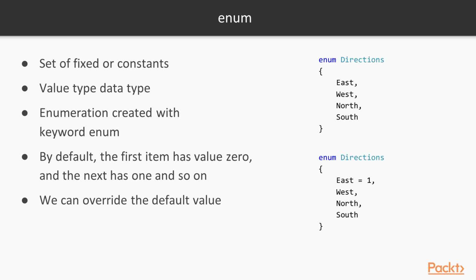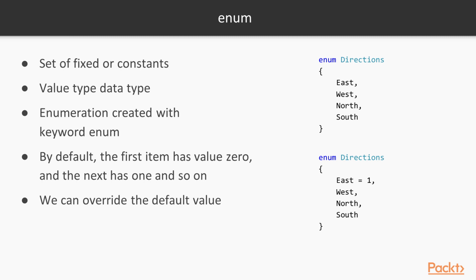We can create enumerations with the keyword enum. Within braces, you have to define constants separated by commas. So here you can see we are defining the enumeration directions. It has 4 values: east, west, north, and south. By default, the first item has value 0, and the next has 1, and so on. So in this case, east has value 0, west has 1, north has 2, south has 3.